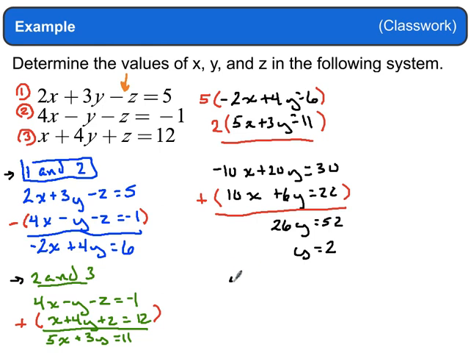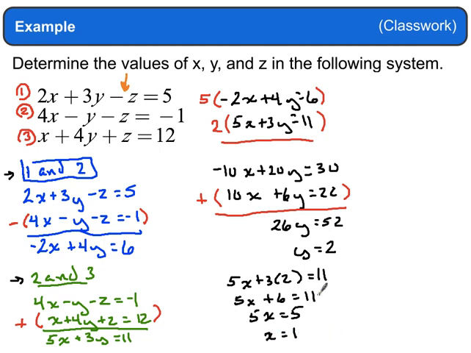And so I'll say 5x plus 3 times 2, and that's going to be equal to 11. And so now I have 5x plus 6 equals 11. Well, minus 6 on both sides. So 5x will equal 5. And divide both sides by 5. And x will be equal to 1.